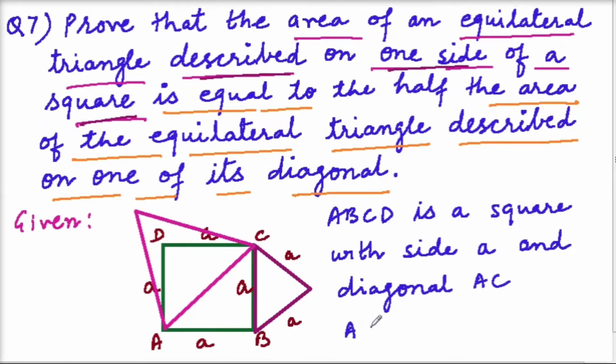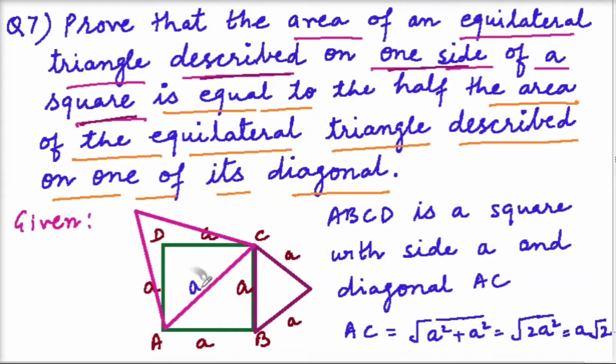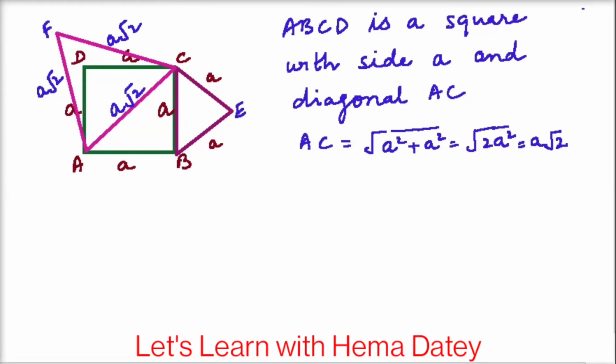We will calculate the length of AC. AC is the hypotenuse of triangle ABC, which is a right triangle. So AC equals the square root of A square plus A square, which equals the square root of 2A square. We can write it as A root 2. So the length of the diagonal is A root 2. We can also write that the length of each side of this pink equilateral triangle is A root 2. The two equilateral triangles are BEC and AFC.